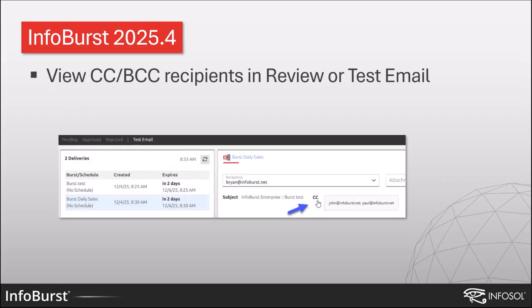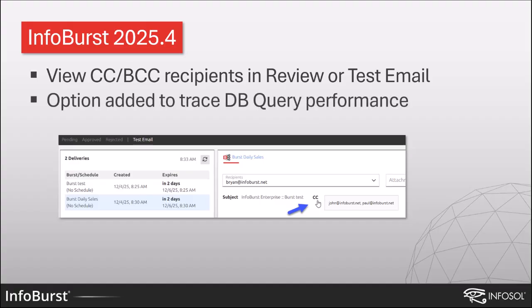The review and test email portals now display CC and BCC addresses when present, and it's now possible to enable tracing at the database query level and view query performance statistics.